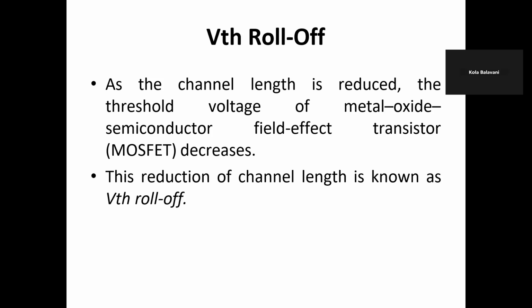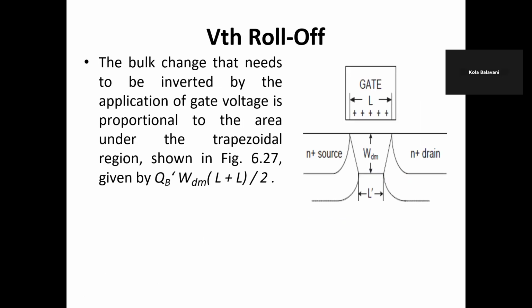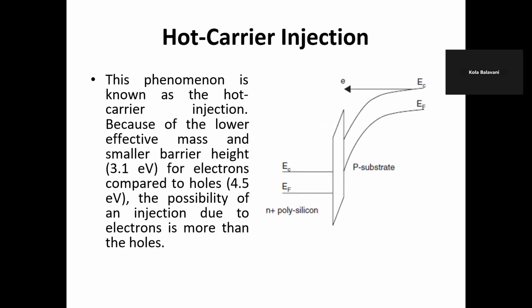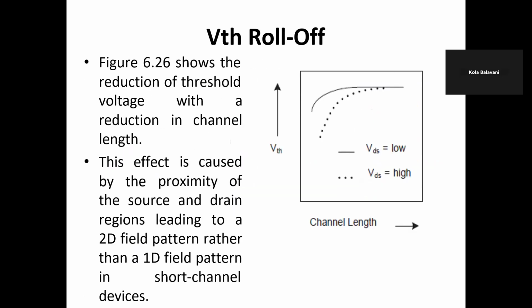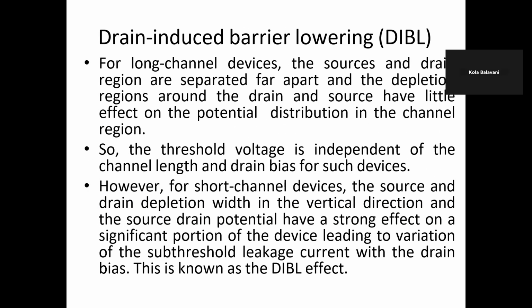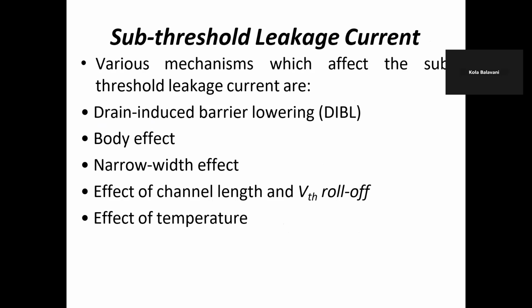Threshold voltage roll-off: when the channel length is reduced, the threshold voltage of the MOS device decreases. This is known as threshold voltage roll-off. Temperature effect: as we know, for every 10 degrees rise in temperature, the leakage current will definitely increase. So that's about the temperature effect and VTH roll-off. The channel length is reduced, so the threshold voltage decreases. So that's about subthreshold leakage currents. Thank you.